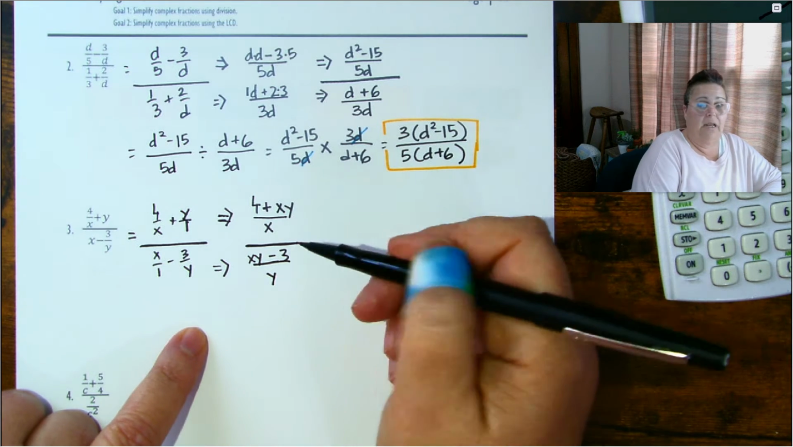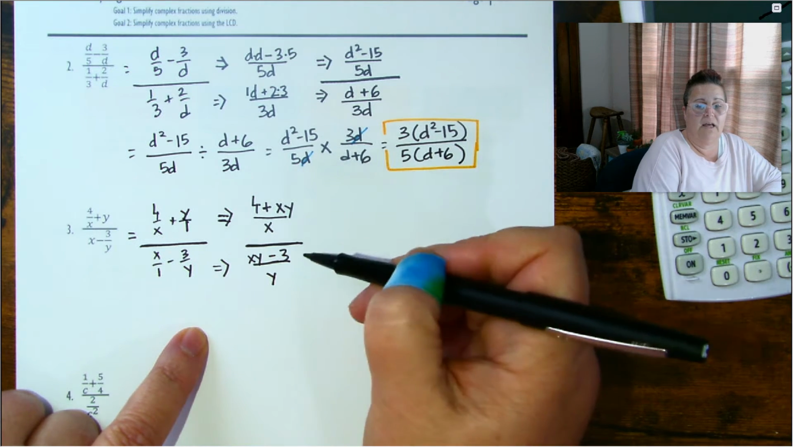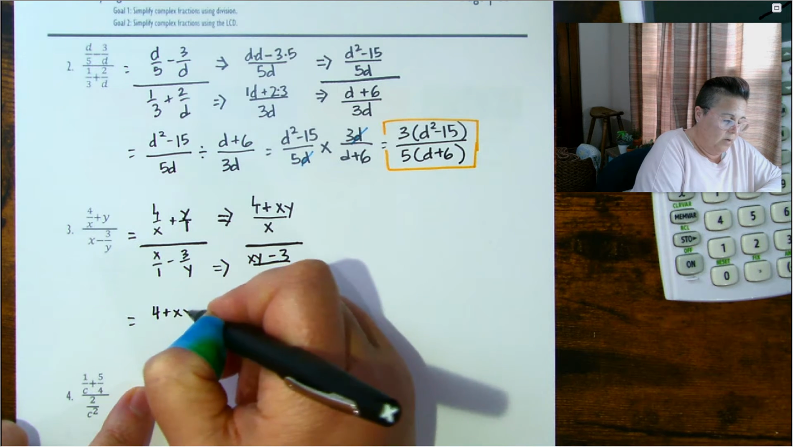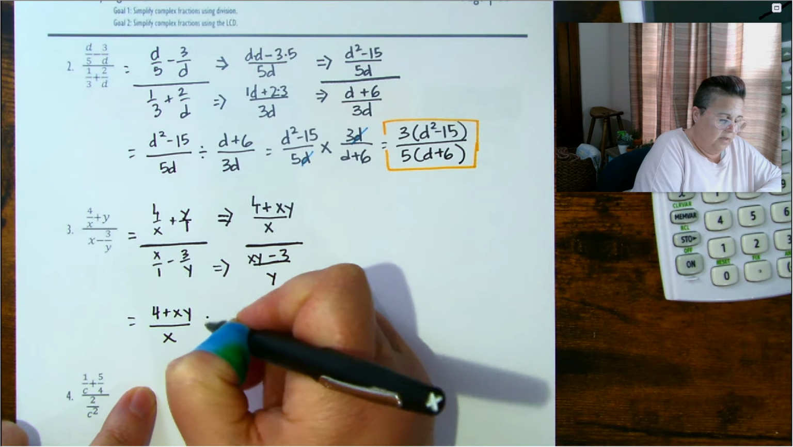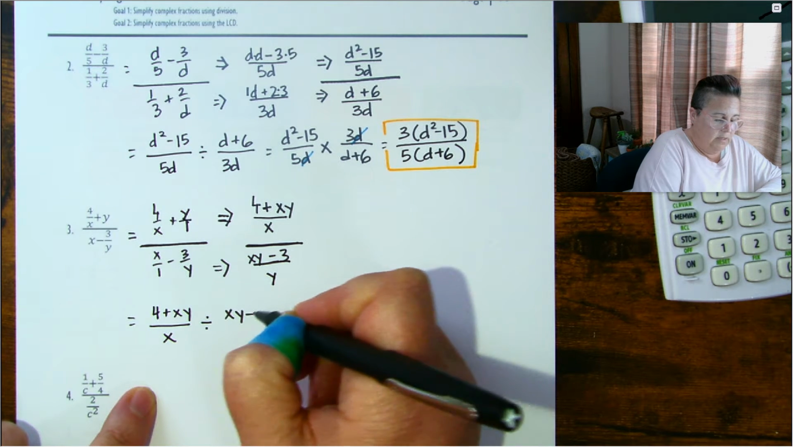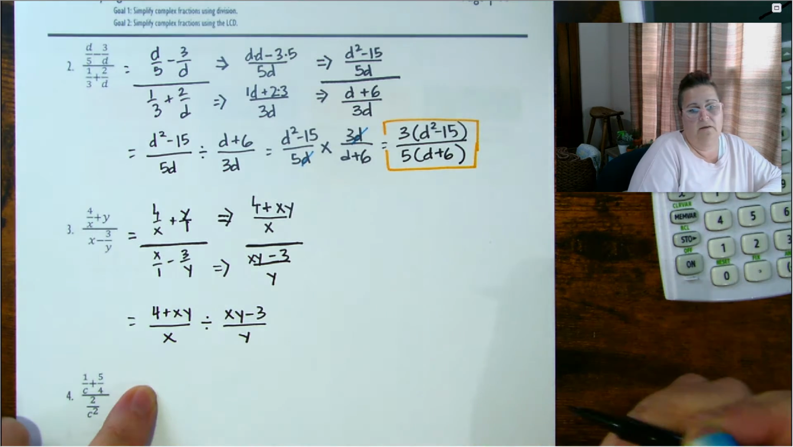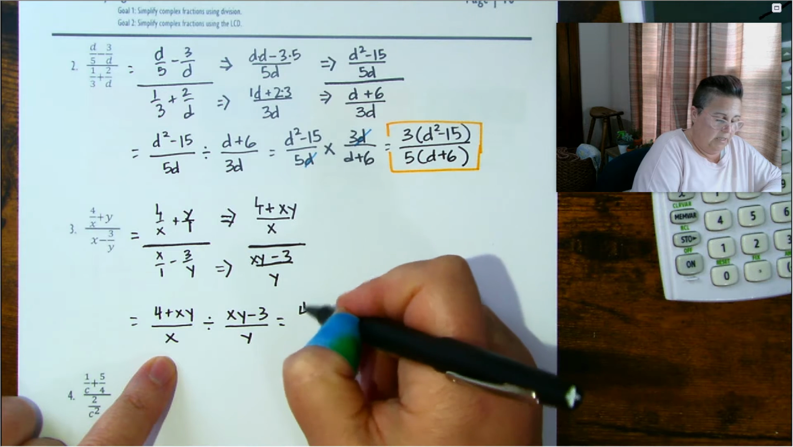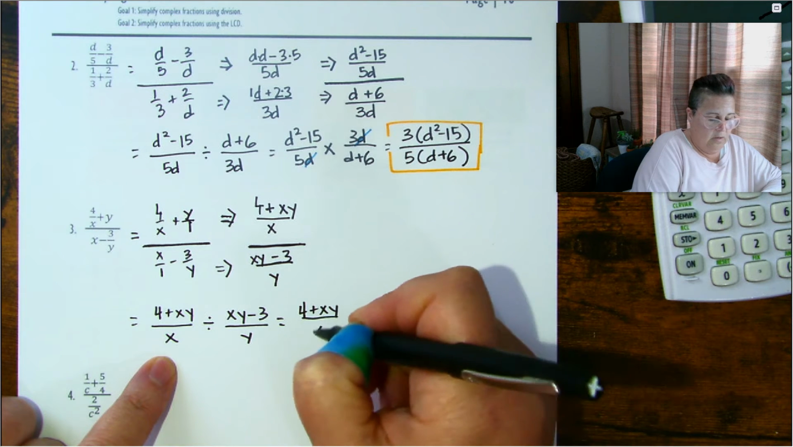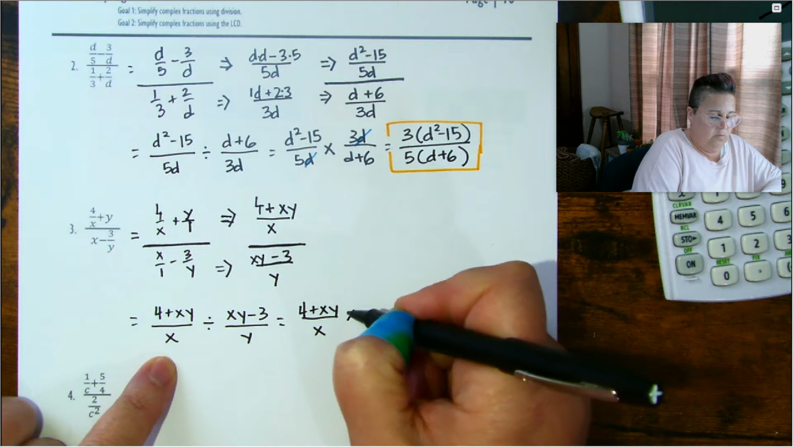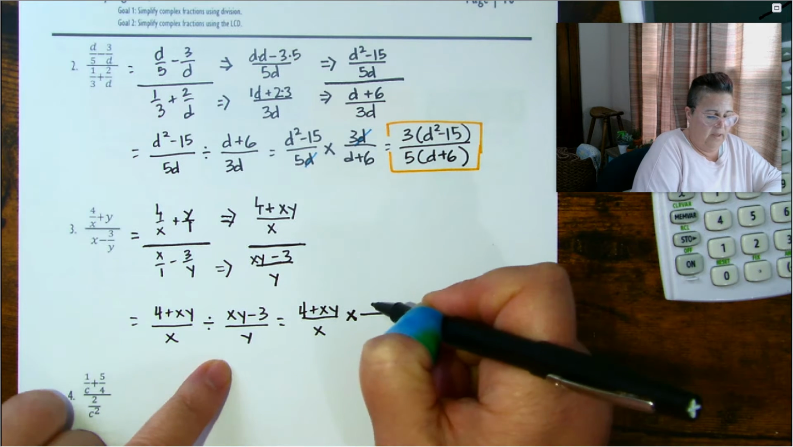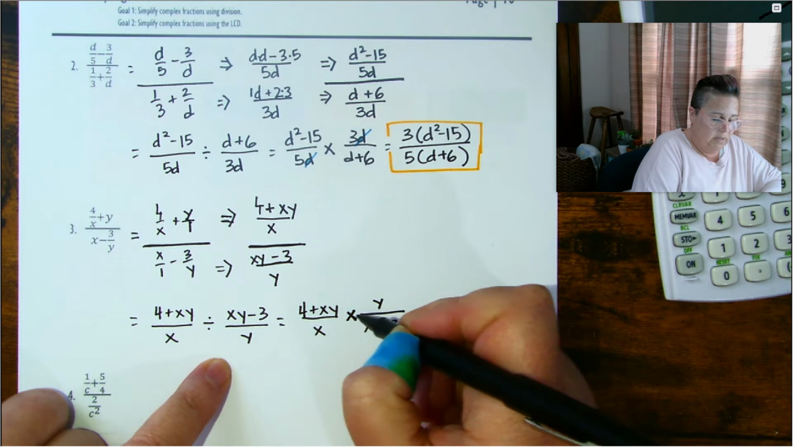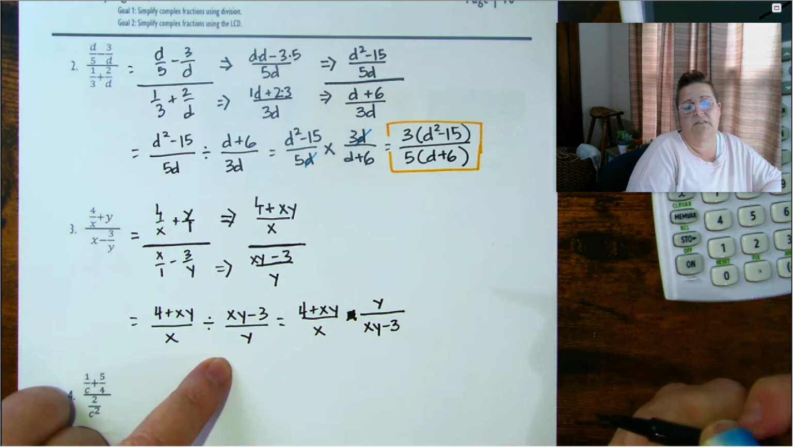Okay, now 4 plus xy over x divided by, yep, we want to write this as division. 4 plus xy over x divided by xy minus 3 over y. Change your division to multiplication. So we're going to keep, change division to multiplication, and we're going to flip: y over xy minus 3. I might just change this to a dot, because otherwise it looks like too many x's.